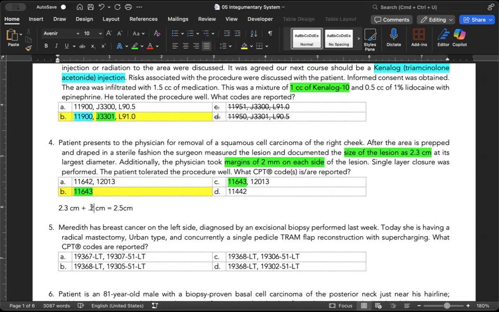Amanda, yes, you're right. Sorry. It is 0.2 on each side, so we're adding 0.4. So that's going to be 2.7. Thank you, Amanda, for pointing that out.